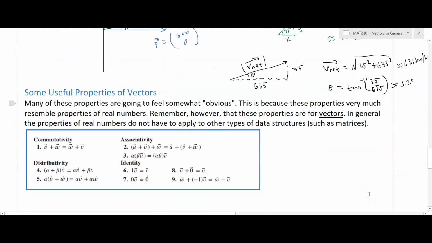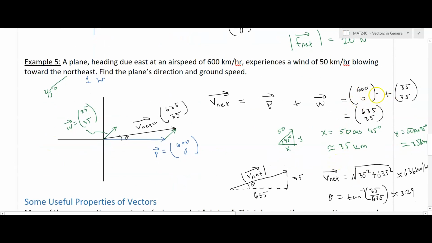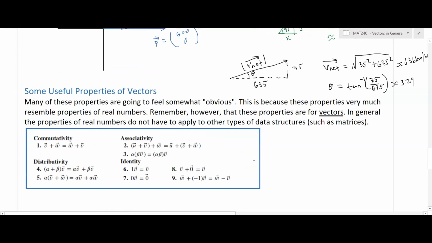When we're working with vectors, it's important to have some semblance of properties of those vectors. And a lot of these properties will come as somewhat intuitive, that you can add two vectors in whatever order you want. You could do v plus w or w plus v. And that's pretty straightforward to see if you just think about it intuitively. If I were to have taken these two vectors and added them in the opposite order, 35 plus 600 is the same thing as 600 plus 35. And 35 plus 0 is the same thing as 0 plus 35. So we get the same answer both ways.